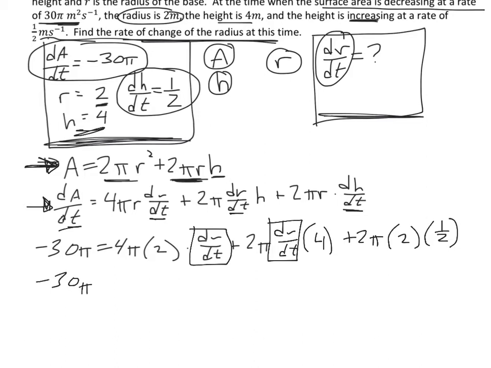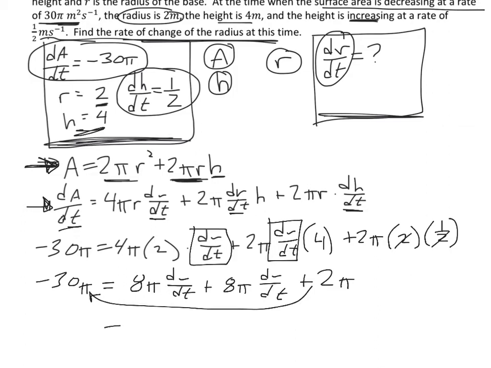So this is negative 30 pi equals 8 pi dr/dt plus, and maybe coincidentally, another 8 pi dr/dt plus, now let's see here. Over here, these 2's are going to cancel. Looks like this is just going to be 2 pi. So when I subtract this 2 pi over, I'll have negative 32 pi equals 8 pi dr/dt. And when I divide that 8 pi over, I'm going to get that dr/dt is negative 4.